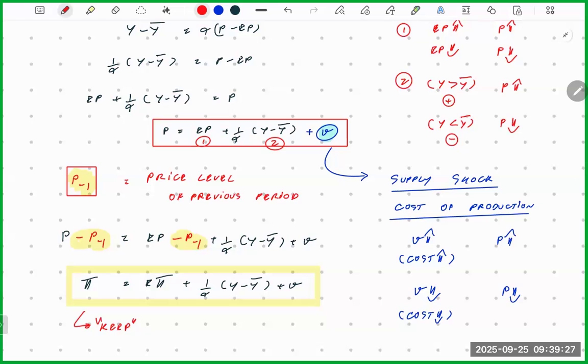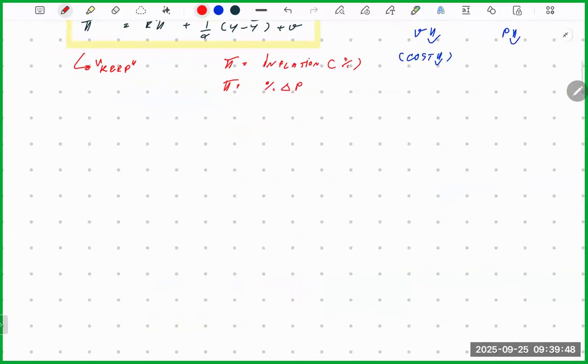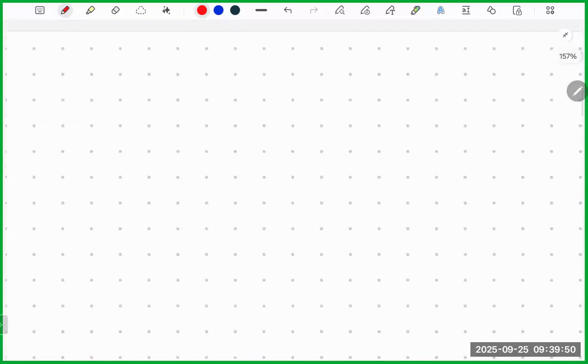Note below that pi is inflation, and pi is the percentage change of P. Percentage change of P. Inflation is always in the unit of percent or percentage. Got it? We keep this one, and then we're going to go to the next page to introduce the other thing.